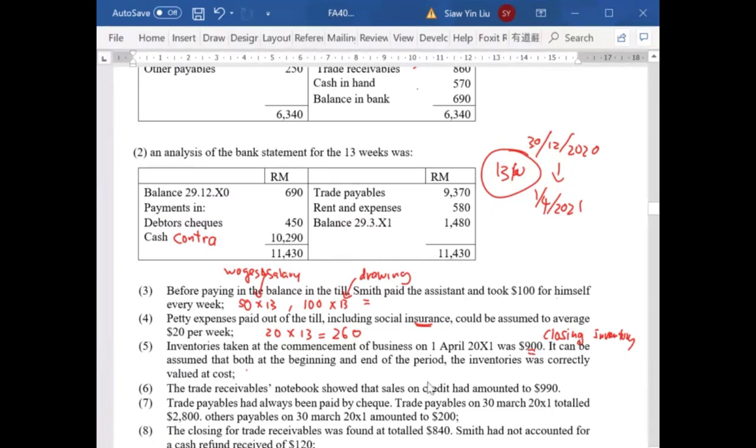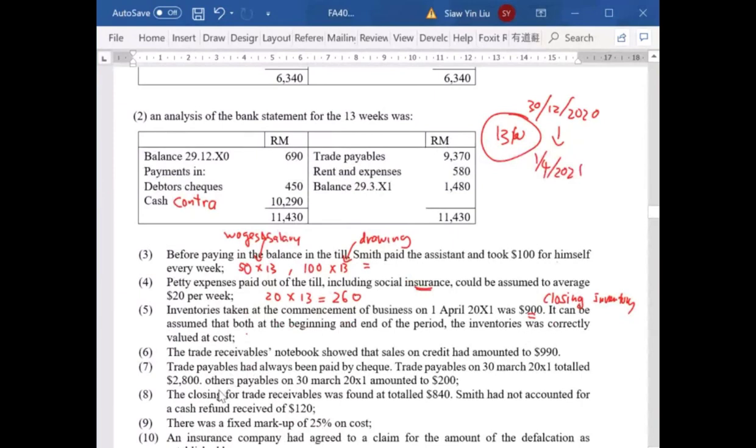Next, the trade receivables notebook shows that the sales on credit amounted to 900. Okay, sales on credit. So this is your sales. Then trade payables have always been paid by check. Trade payables on 30th total 2000. So this is your carry down balance, CD for creditor, and you have other payables. Other payables is 200.